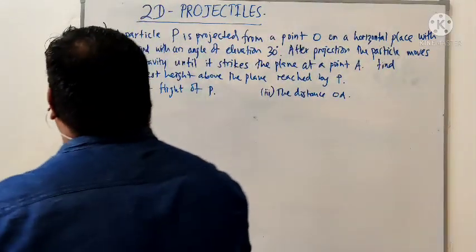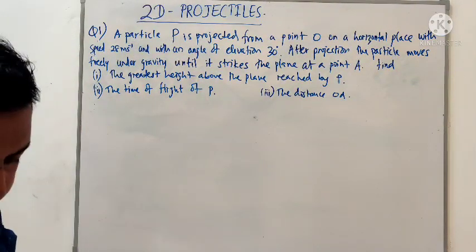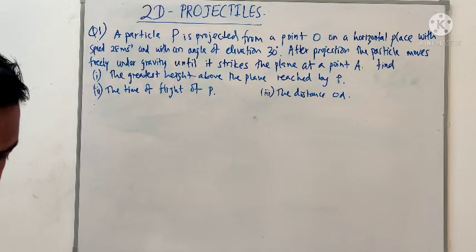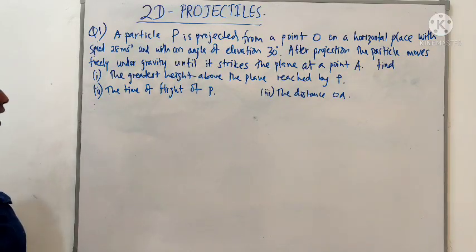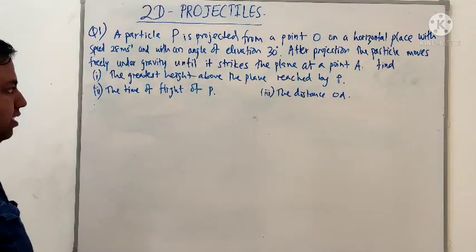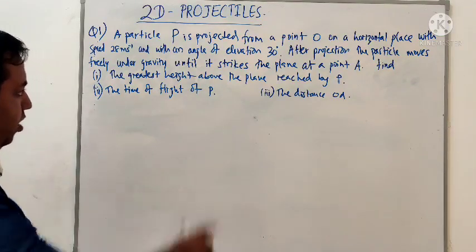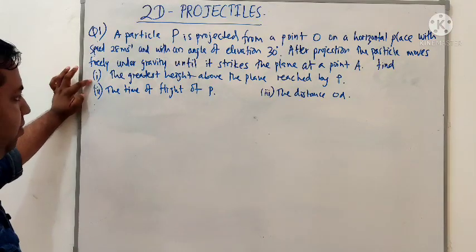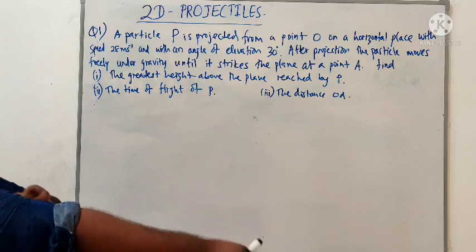Okay, see question number 1. A particle P is projected from a point O on a horizontal plane with speed 28 ms^-1 and with an angle of elevation 30 degrees. After projection, the particle moves freely under gravity until it strikes the plane at a point A. Find the greatest height above the plane reached by P.